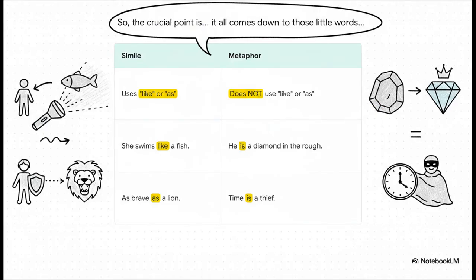So when you get right down to it, the key difference is just those two little words, like or as. If you see them, it's a simile. If it's a direct comparison without them, boom, it's a metaphor. One suggests a similarity, the other declares an identity. Both are absolutely essential tools.